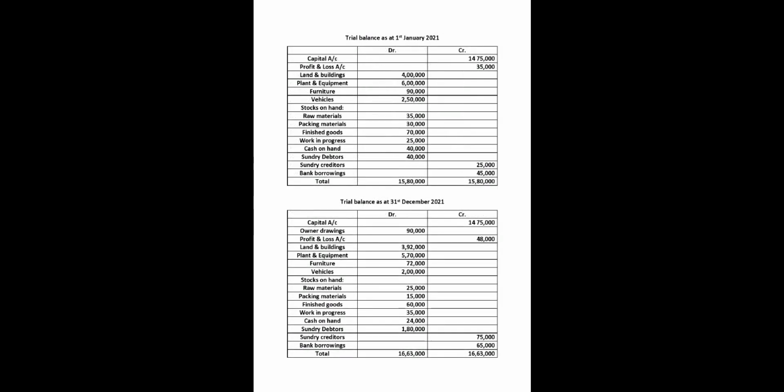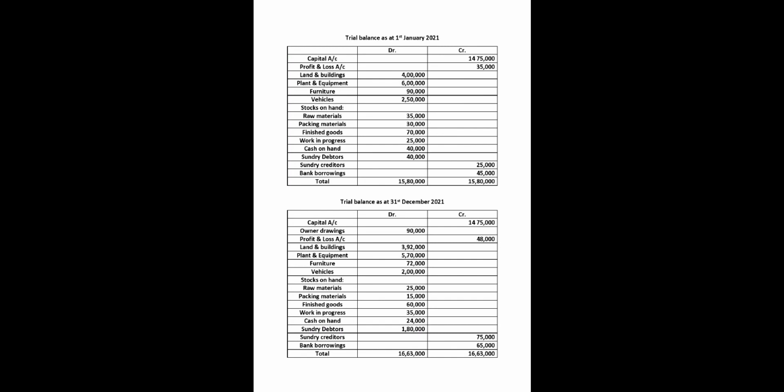And we have also prepared the opening trial balance as at 1st January 2021 and the closing trial balance as at 31st December 2021. In the trial balance for January 2021, the profit and loss account already had a profit of 35,000, and adding this year's profit of 13,000, the closing balance of profit and loss account will be 48,000. All the assets have been shown at depreciated values as of 31st December 2021. And the closing stocks of raw materials, packing materials, finished goods and work in progress as of 31st December 2021 have been taken as they are. And the sundry debtors, sundry creditors and bank borrowings closing balances have all been taken.